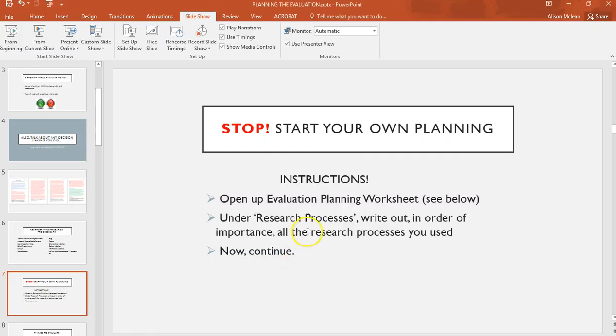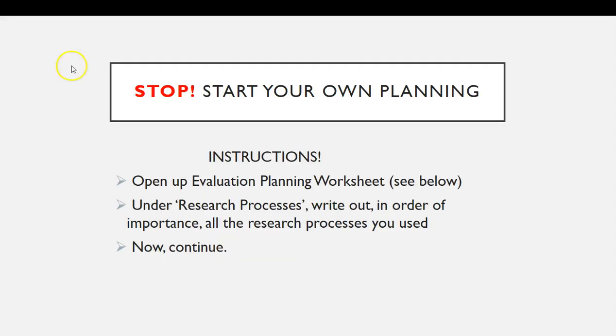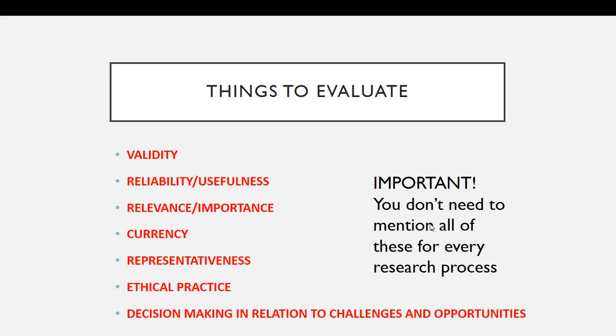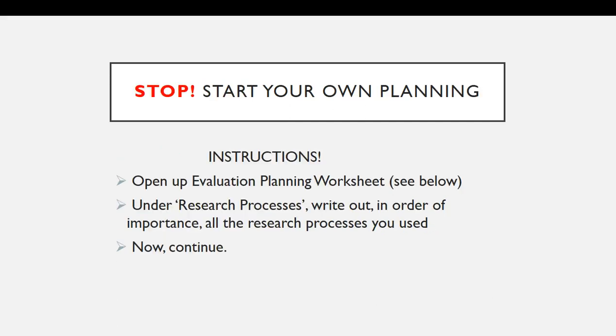Okay, so once you've done that, once you've opened up the evaluation planning worksheet, and once you've actually written out in order of importance all the research processes you've used, once you've done that, you keep going. But you can stop me now and just write things out, okay?